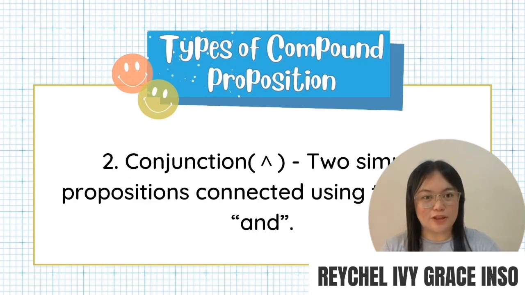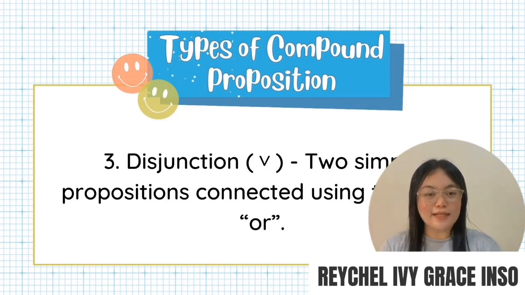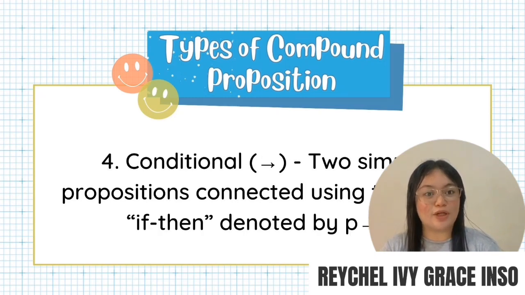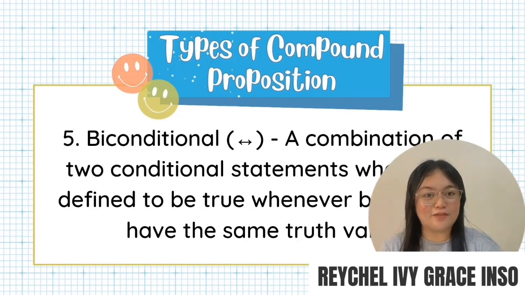Next is conjunction. It is two simple propositions connected using the word and. Next is disjunction. It is two simple propositions connected using the word or. Next is conditional. It is two simple propositions connected using the words if-then. It is denoted by P, if-then, Q. And lastly, biconditional. It is a combination of two conditional statements, defined to be true whenever both parts have the same truth value.